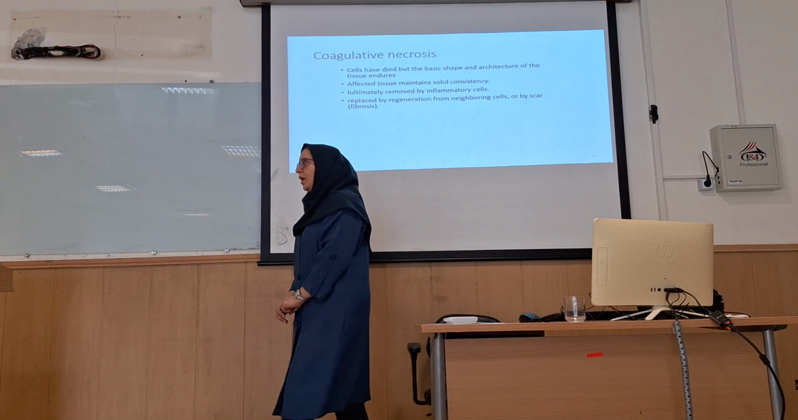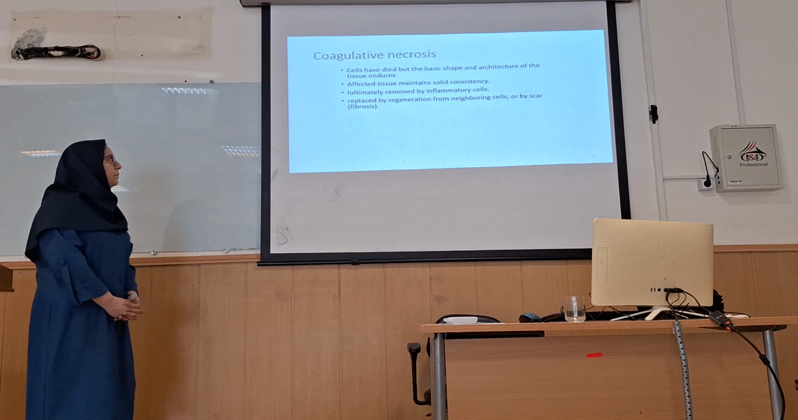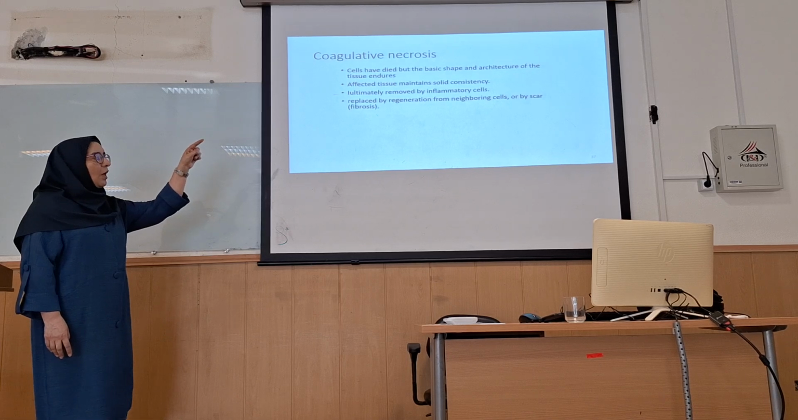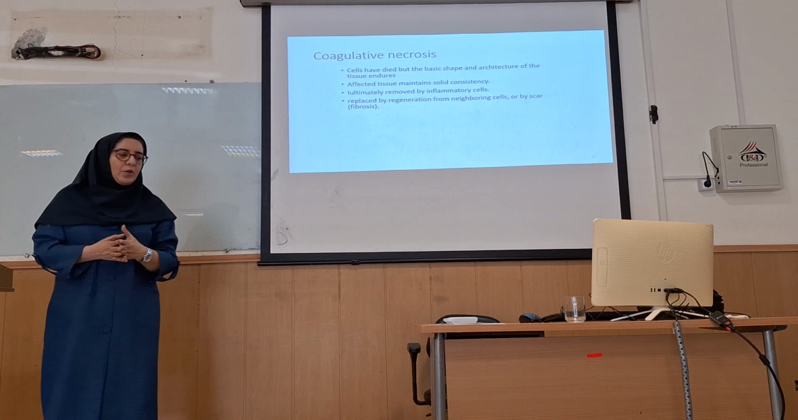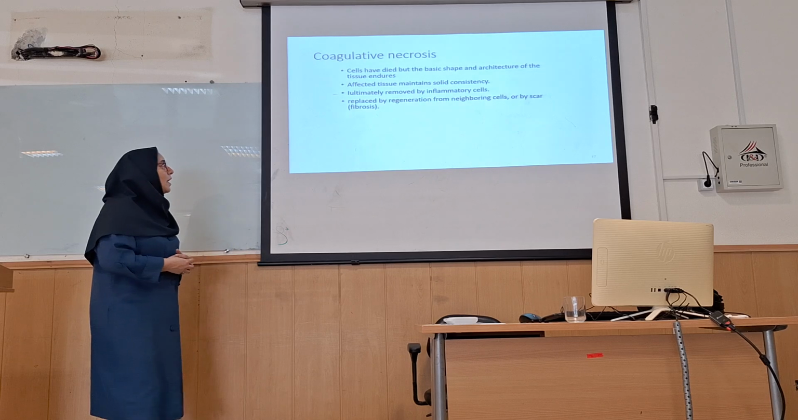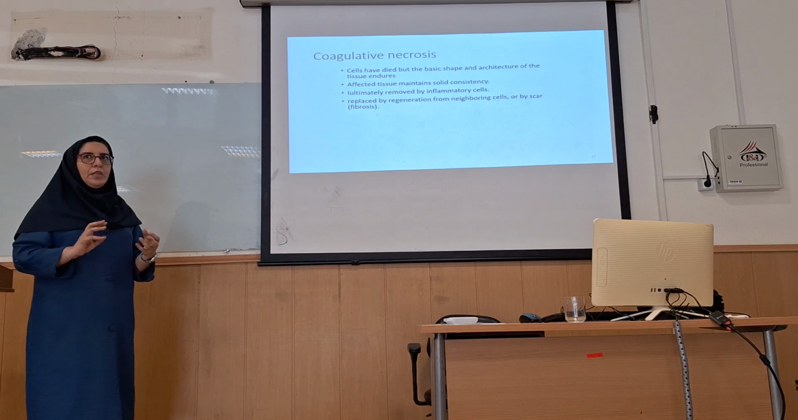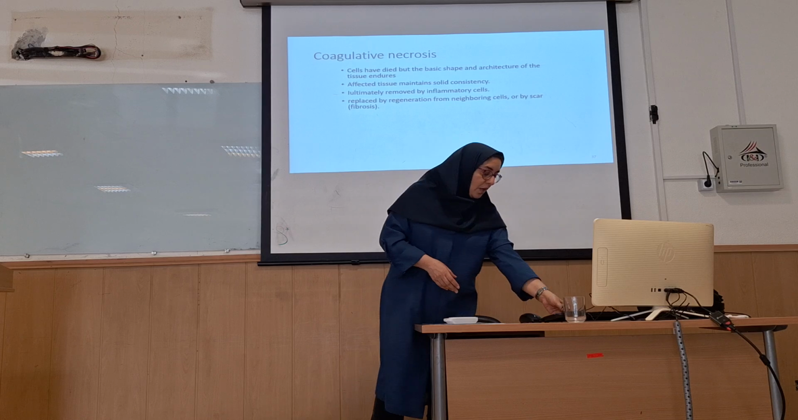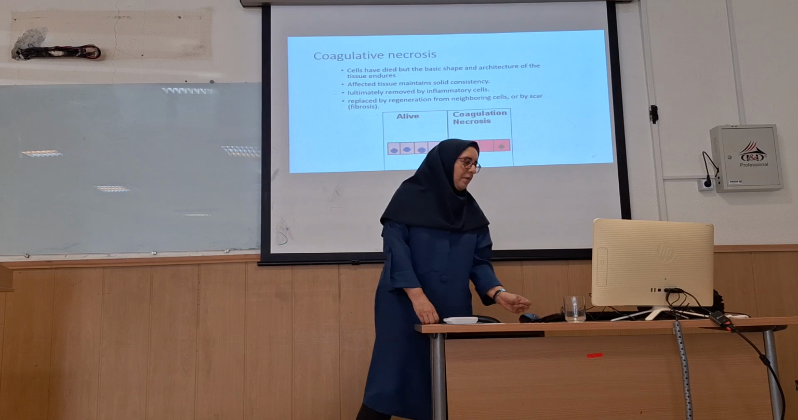Coagulative necrosis. As you see in the previous and last slide, the cell has died, but the basic architecture of the cell is present for a few days. So the organ shape is present in coagulative necrosis. The affected tissue maintains solid consistency. Ultimately it is removed by inflammatory cells, and after that fibrosis and repair occur. But for 2 or 3 days, the configuration of the cell is present.